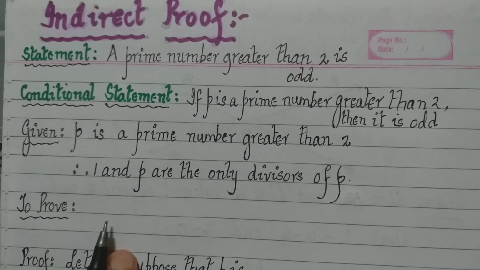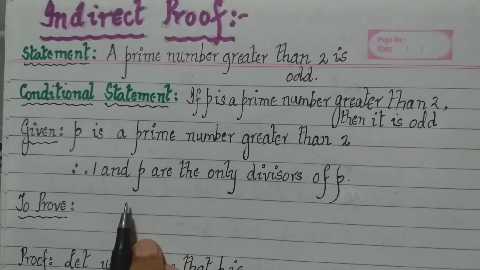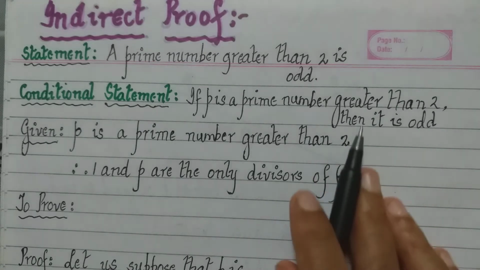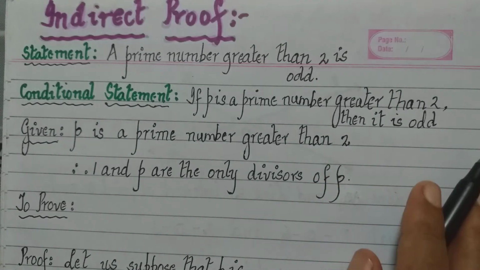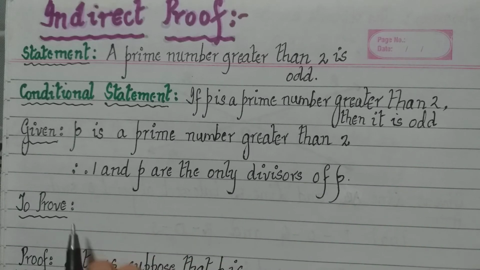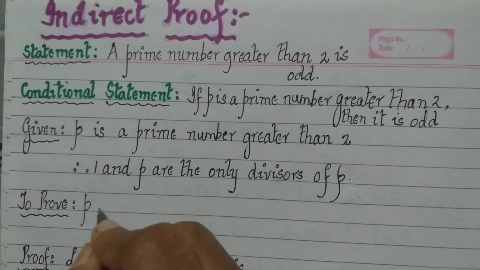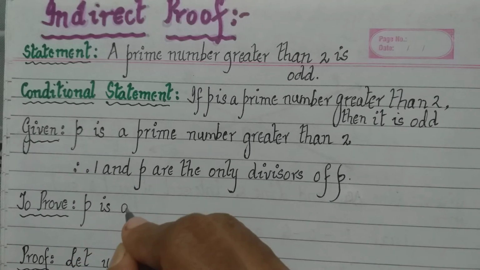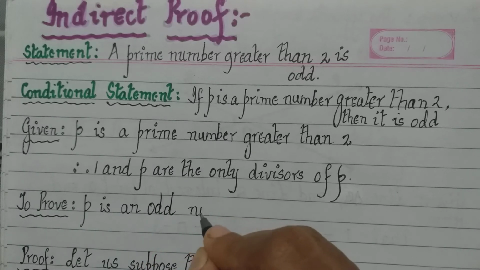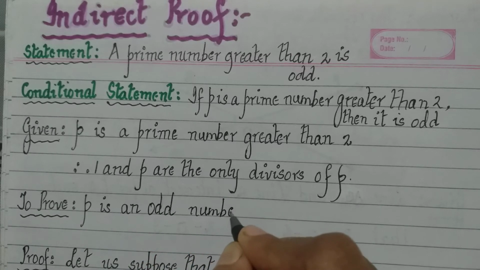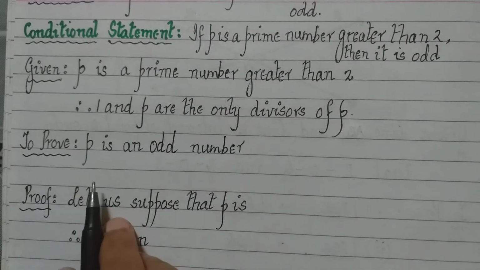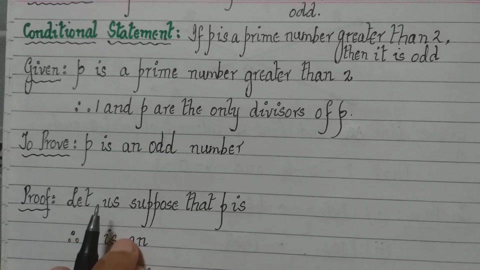Now we have to write what is to prove. What will be to prove? If P is a prime number greater than 2, then it is odd. That means we have to prove now that P is an odd number. So in to prove I write: P is an odd number. So this is done. Now next is the proof.